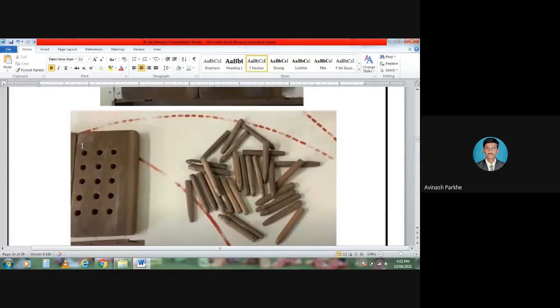So what am I doing? I am taking the board in front of me. Some pins I have kept at the left side of the board, and some pins I have kept at the right side of the board. At both sides, the left side as well as the right side of the board, I am keeping pins. Why? Because I am using my left hand and my right hand to insert the pins.